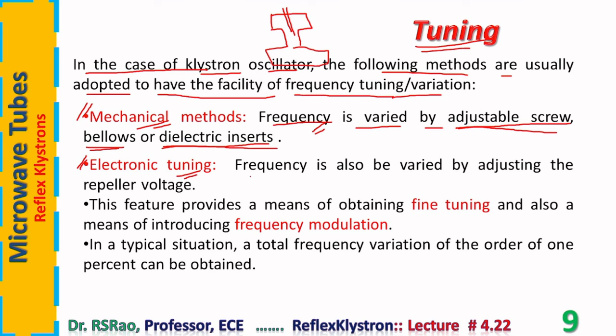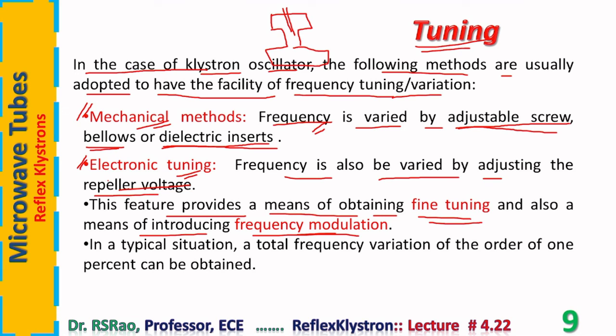Electronic tuning is also possible. Frequency can also be varied by adjusting the repeller voltage. This feature provides a means of obtaining fine tuning and also a means of introducing frequency modulation. So basically, electronic tuning means changing the frequency of operation with repeller voltage.